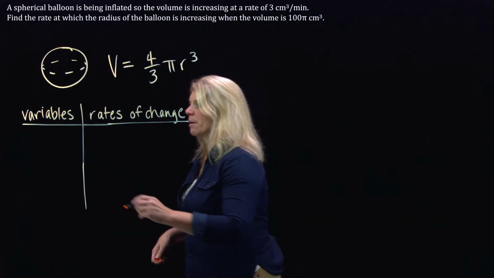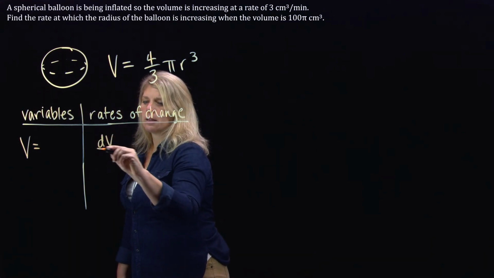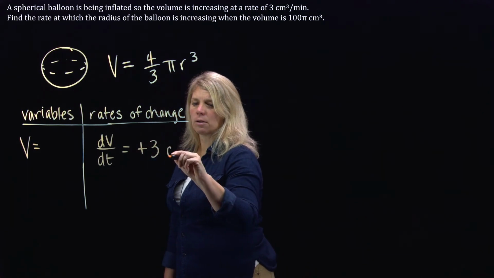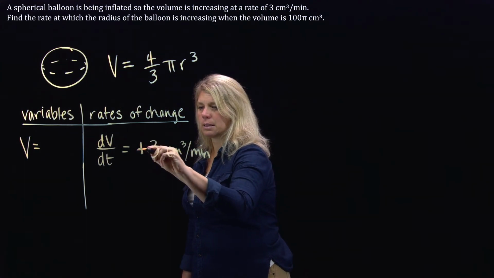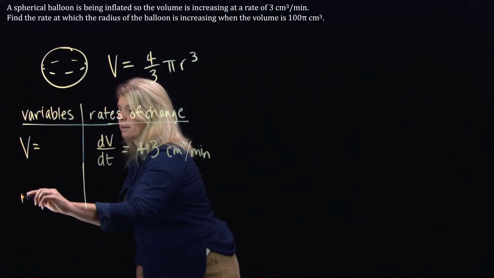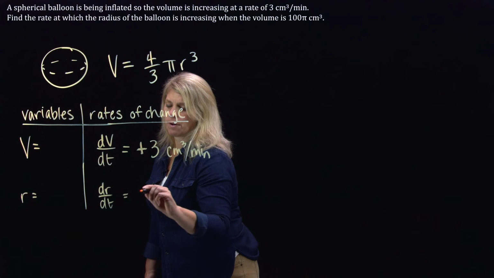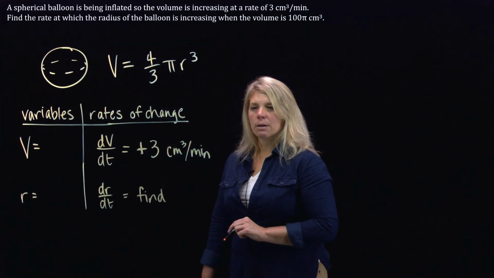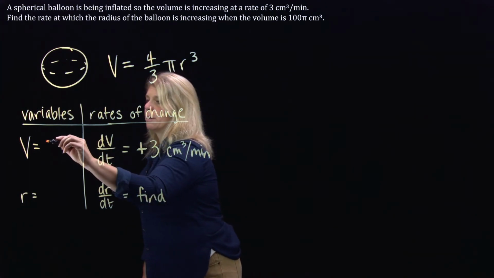All right, so we've got some information here about volume and about a rate of change. This time, since the volume is increasing, that's a positive 3 cubic centimeters per minute. Positive because it's increasing. And we're supposed to find the rate at which the radius of the balloon is changing. So that's what we're supposed to find. And the other information that we're given is that we're interested in finding this out when the volume is 100 pi cubic centimeters.